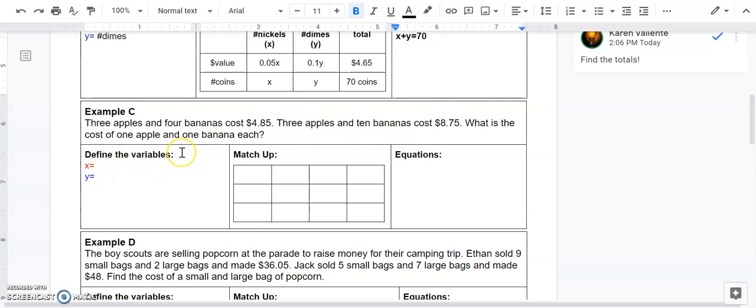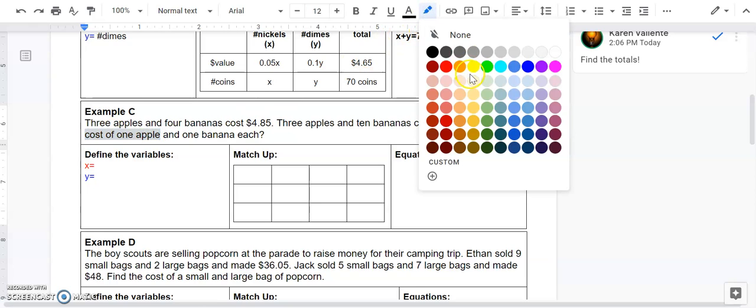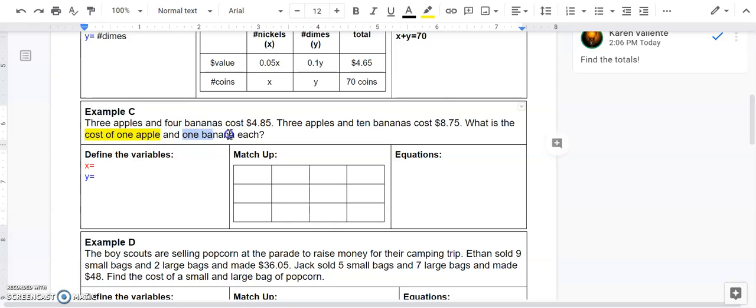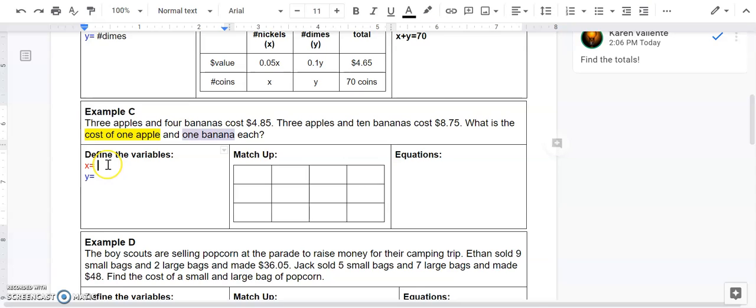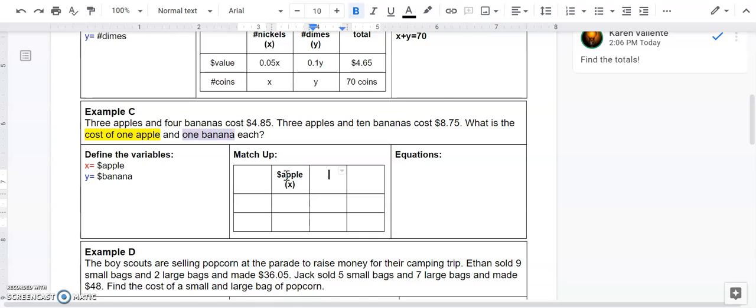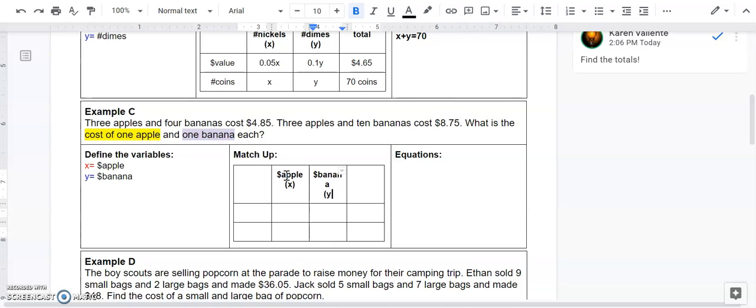Okay, defining the variables, we look at what it asks us to find. So it says, what's the cost of 1 apple? So that means, hey, I don't know that. And the cost of 1 banana. There's the other thing I don't know. So I'm going to put x is the cost of an apple and y will be the cost of a banana. So we fill this in. Apple is my x value, and the cost of banana is my y value.